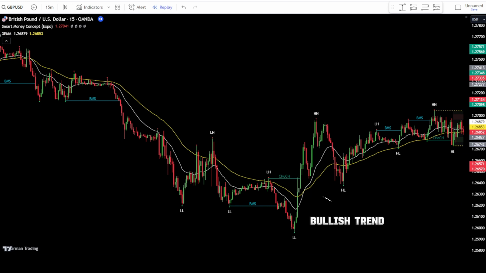If the EMA 20 crosses or is above the EMA 50, it indicates a bullish trend, and your focus should be on finding the best points to place a buy order. On the other hand, if the EMA 20 crosses or is below the EMA 50, it signals a bearish trend, and your focus should be on identifying the optimal points to place a sell order.